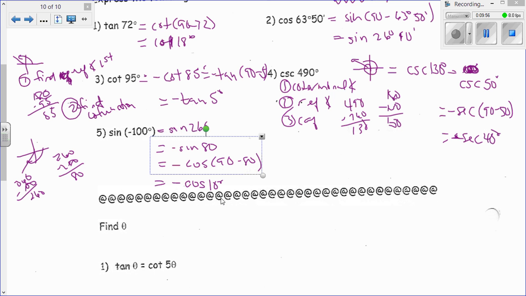So there's a lot going on in those problems. First, you have to find a coterminal angle if you need it. Then you need to find your reference angle, and then you need to find your cofunction. Your cofunction is your angle less than 45 degrees. If your angle is not less than 45 degrees, then you did not find the cofunction.